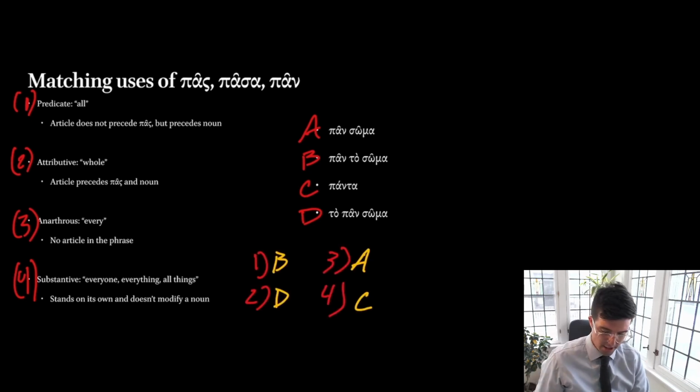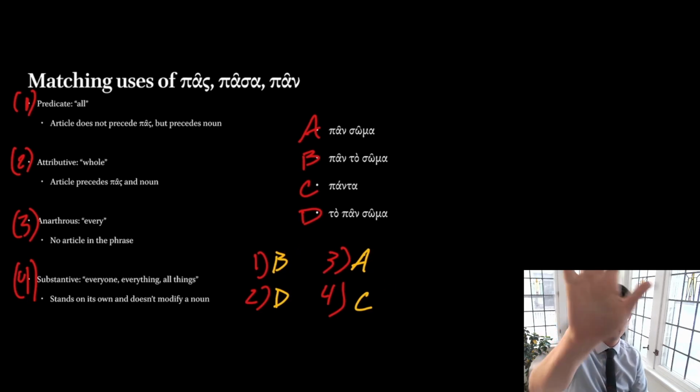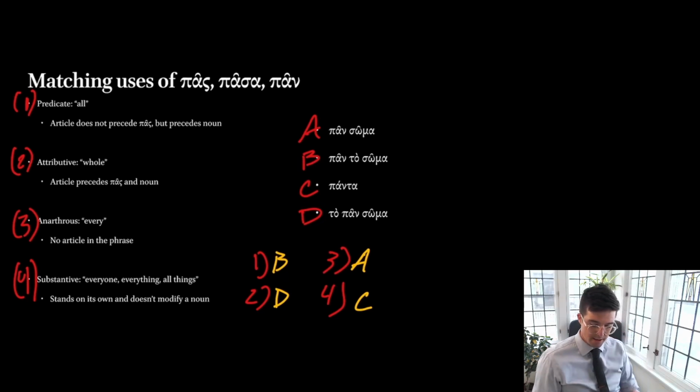So your answer should look like this: B, D, A, C. If that's what you've got, let's go ahead and go in for the high five. 1, 2, 3, boom. And so let's get a translation of each one of these really quick.